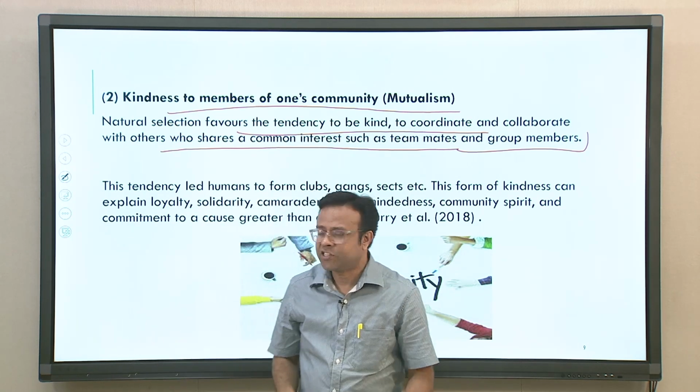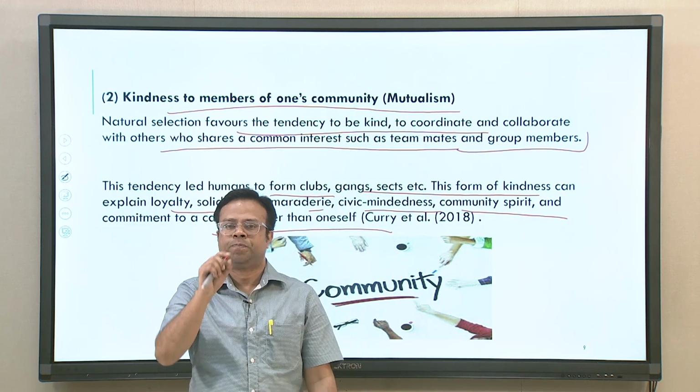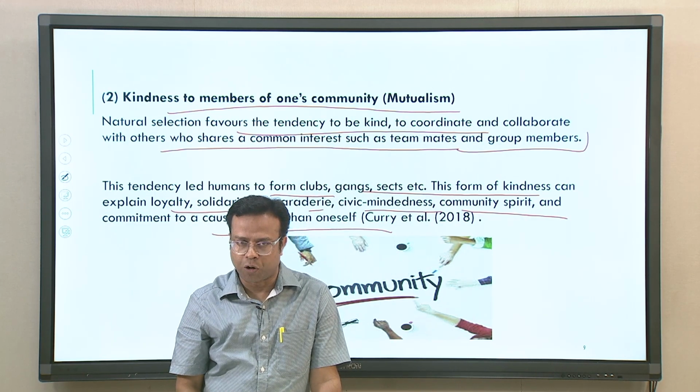This tendency led humans to form clubs, gangs, sects and so on. This form of kindness can explain loyalty, solidarity, camaraderie, civic mindedness, community spirit and commitment to a cause greater than oneself. All these are expressions of this concept of mutualism.